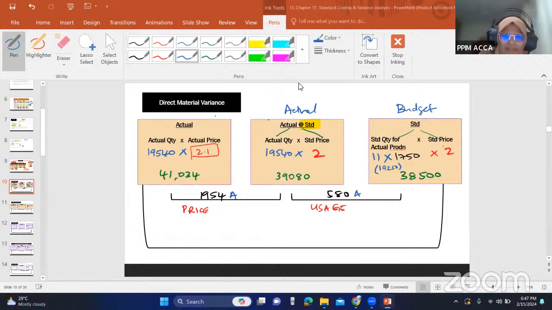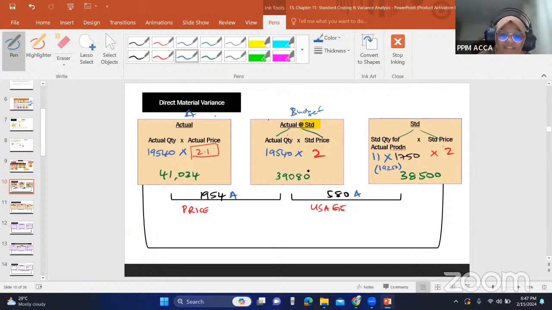Yes, I will explain the adverse part again. Since somebody asked, how are we going to figure out whether it's an adverse or favorable variance? First, when it comes to the price variance, we have to understand that we are comparing the first two boxes. The first box is entirely actual figures.